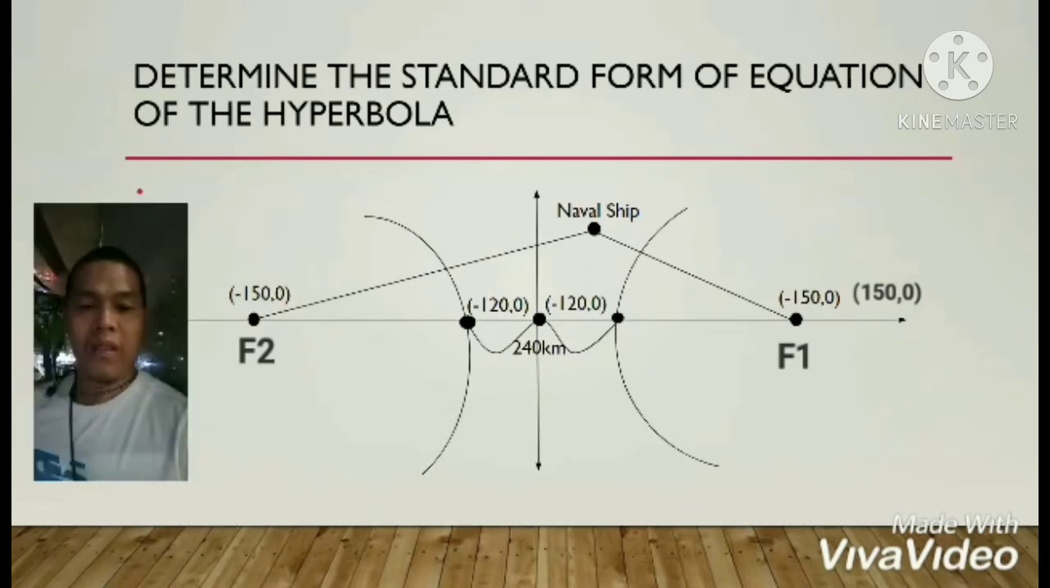Here is our naval ship P, and we have our focus 1, which is the coordinates (150, 0), and our focus 2, which is the coordinates (-150, 0). And we have our center, and the transverse axis, which is 240 kilometers, and the vertices, which are (-120, 0) and (120, 0).